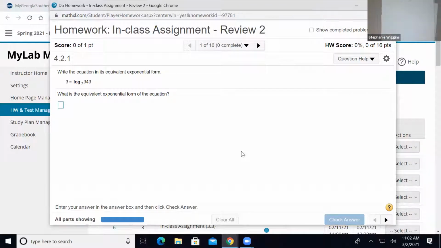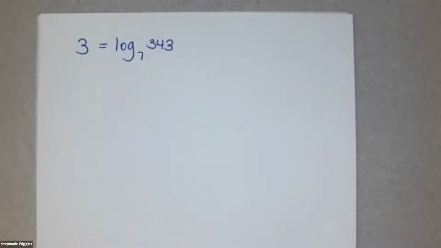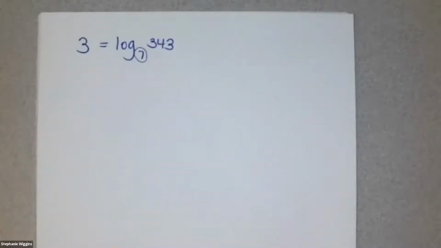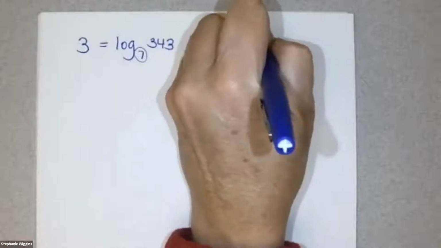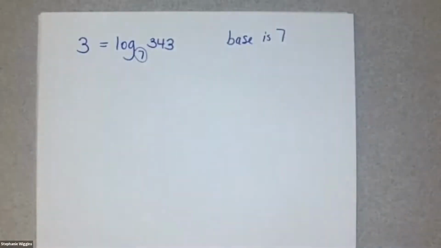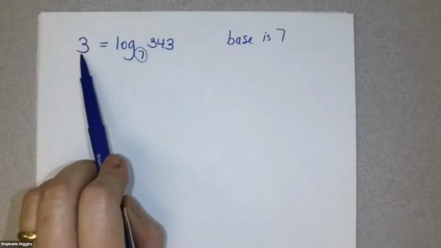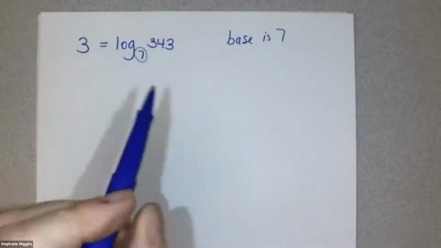So the way we do that, you remind yourself of two important statements. The base is on the bottom, and that helps you identify the base. This is the bottom number here. So the base is 7. And the log is the exponent. Here's the log. The log is the exponent. So I'm pointing to the exponent.